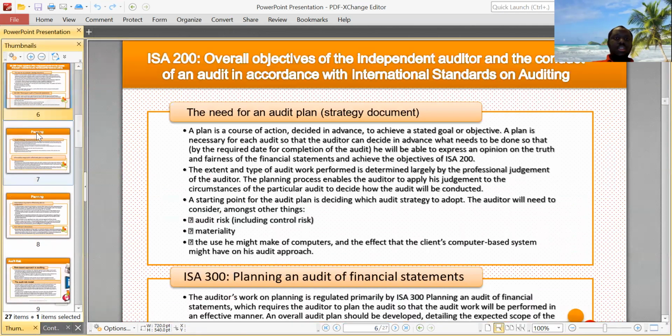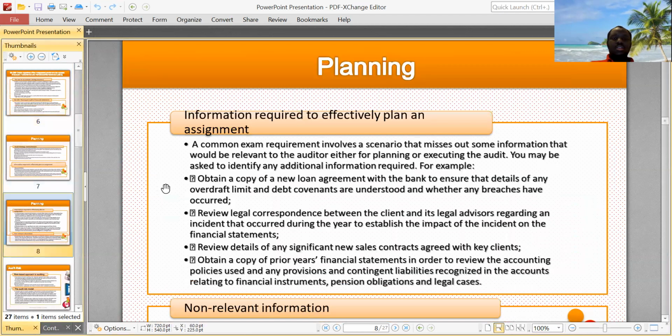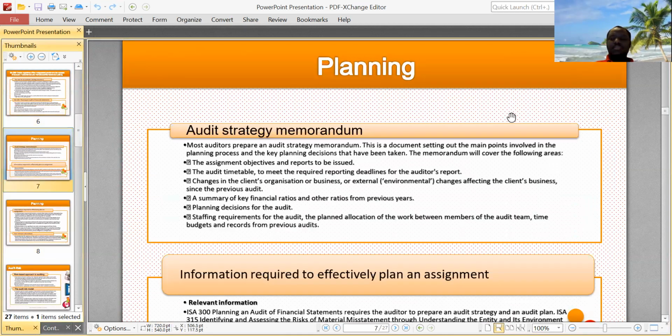Now, today we'll be talking about planning, audit planning. Then we'll be talking about risk, we'll be talking about controls, a bit about controls as well. So let's dive in right away.